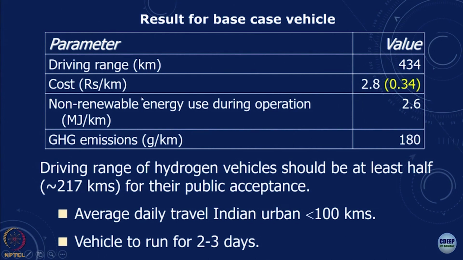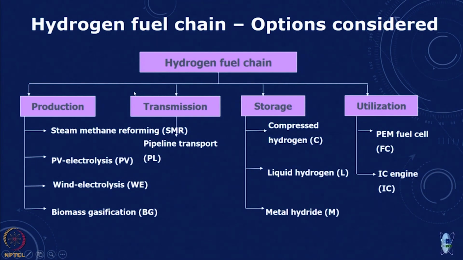So essentially with this, what we can do also is we have to have not just the vehicle, but we also look at the hydrogen fuel chain, where the production can be from different sources, as we said: PV electrolysis, wind electrolysis, biomass gasification, steam methane reforming. And then you have transport, which is the pipeline transport. Storage could be compressed hydrogen, liquid hydrogen, metal hydride, and this is an area of research. And then the utilization which we are talking of is in the PEM fuel cell.